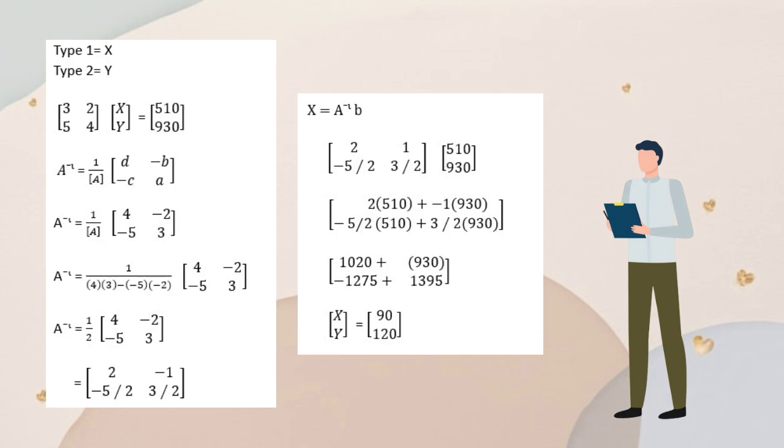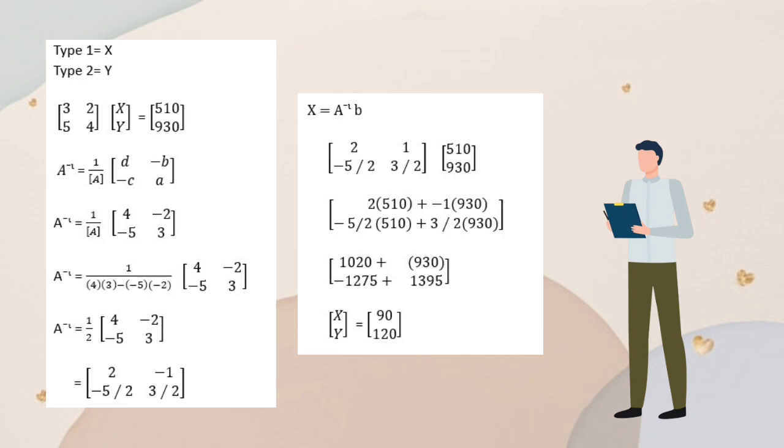Next, 1 per 2 multiplied by the matrix in the parentheses and the result will be 2, -1, -5 per 2 and 3 per 2. Next, open the parenthesis, enter the value 2, -1, -5 per 2, 3 per 2, close the parenthesis, and open another parenthesis and enter the sales totals for both days, which are 510 and 930, and close the parenthesis. The next step is to multiply the matrix with the total price for both days in the bracket.